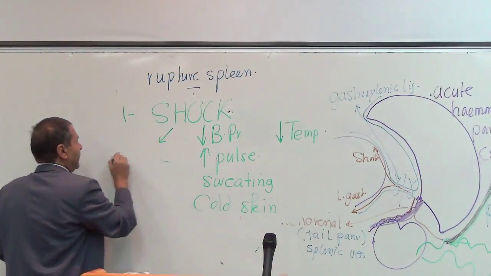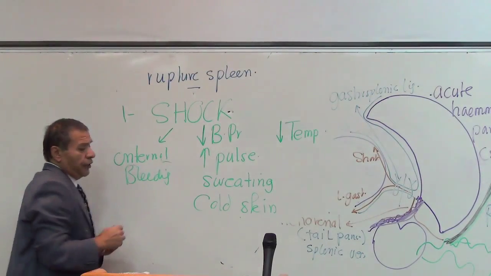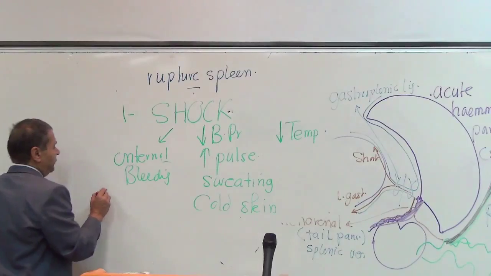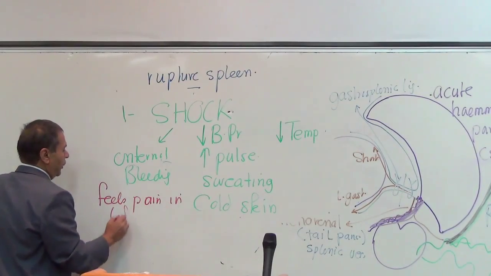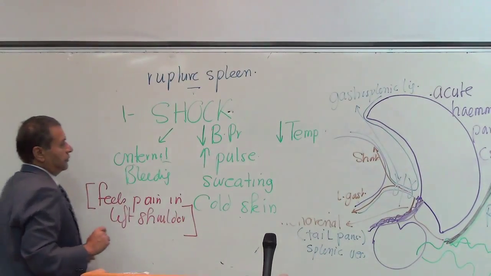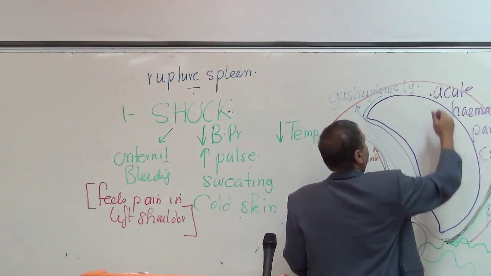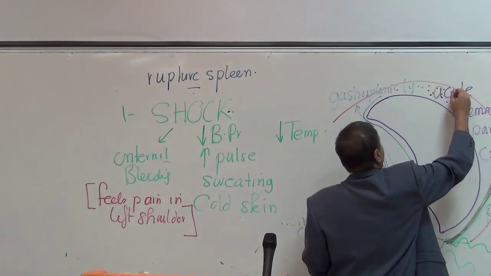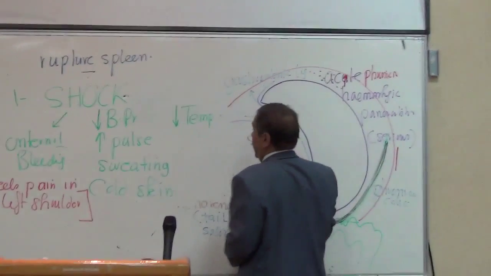This shock indicates internal bleeding, together with a symptom that the patient feels pain in the left shoulder. And this is important because this is the spleen and this is the diaphragm. If there is spleen rupture, the blood collects under the diaphragm and irritates the peritoneum, the diaphragmatic peritoneum, which is supplied by the phrenic nerve. So the pain is referred to the left shoulder.